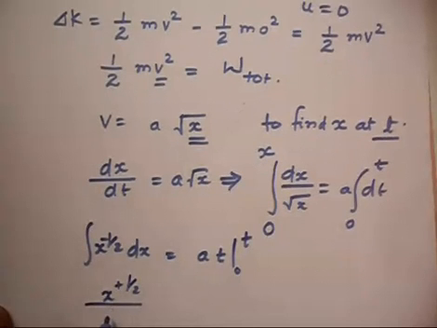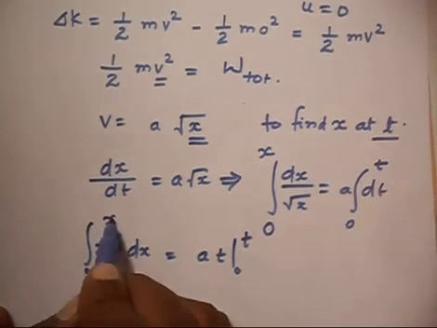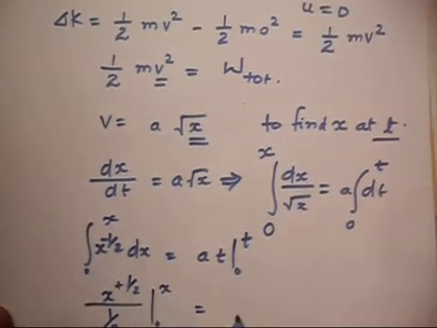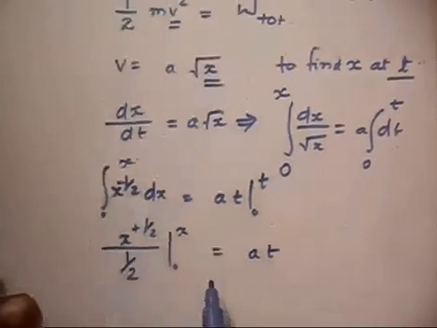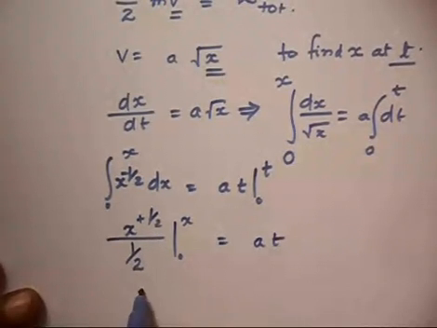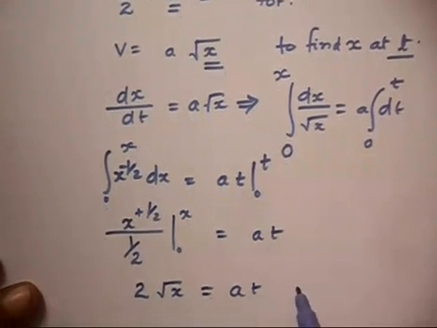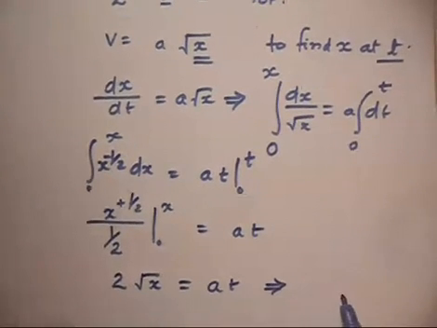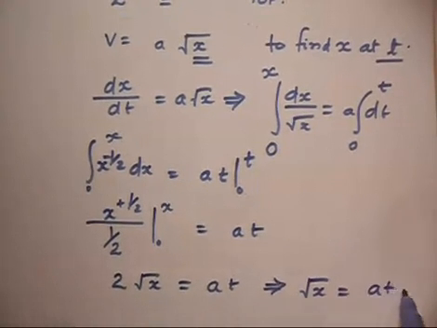Are you getting or not? x to the power n is integrated to x to the n plus 1 divided by n plus 1, so n plus 1 is half, divided by half. This goes from 0 to x, and the right side is a t. So this is 2 root x, since the 2 goes up, equals a t. Now I know x after time t; basically I know root x after time t. Root x is a t by 2.